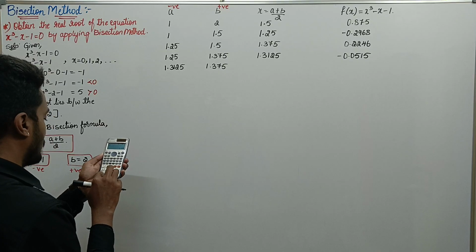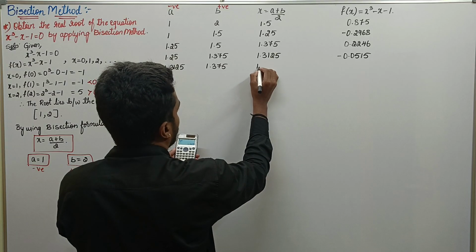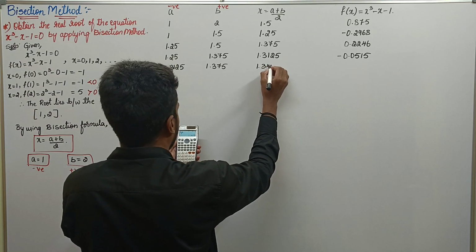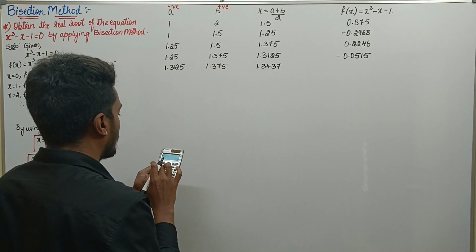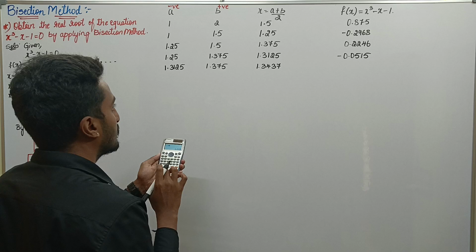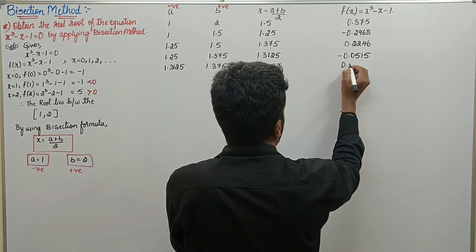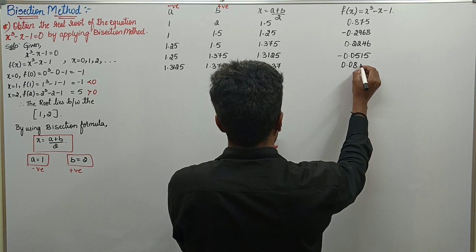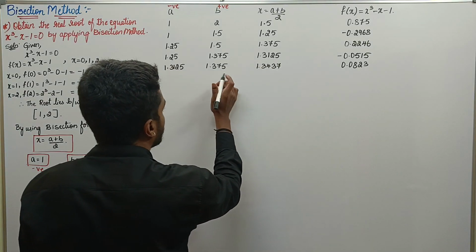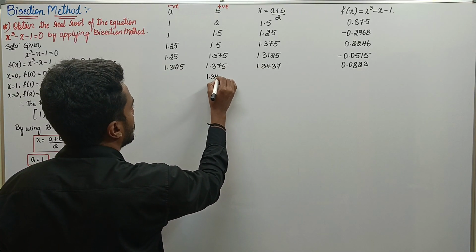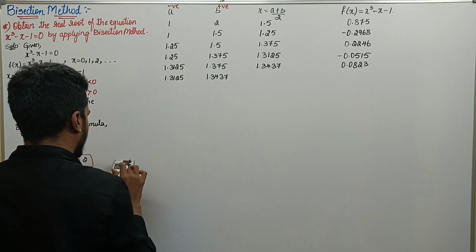Now press calc, the value of A 1.3125 equals 1.375, you get 1.3437. Substitute the value of x 1.3437. You get 0.0823. Since it is positive, this will be replaced in the positive place, that is 1.3437, and 1.3125 remains constant.